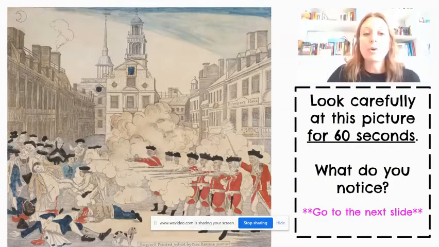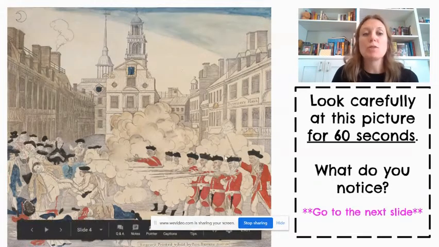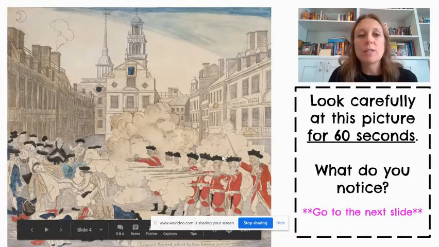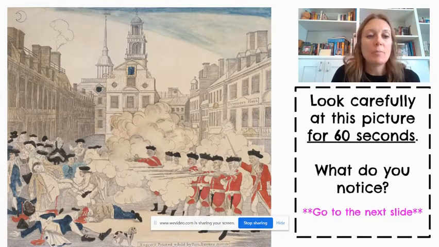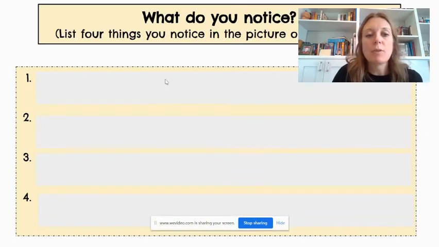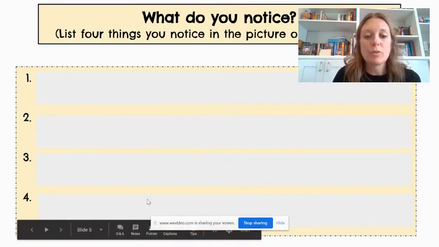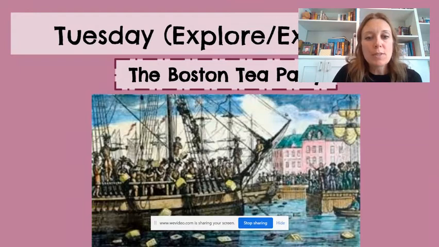So you're going to read that slide on Monday, and then I want you to sit and look at this picture for a while. What do you notice? What do you notice about this picture of the Boston Massacre? I want you to look carefully at the colors and the buildings and see what you notice, okay? And then you'll go to this slide and you'll tell me 4 important things that you noticed. That's for Monday. For Tuesday, you're going to learn about the Boston Tea Party.